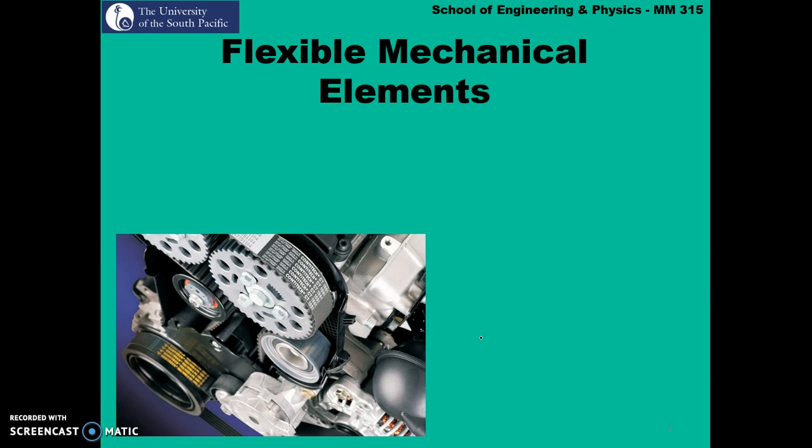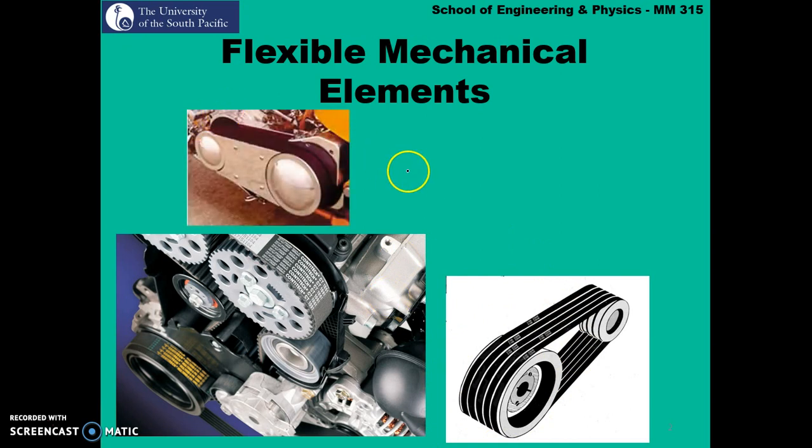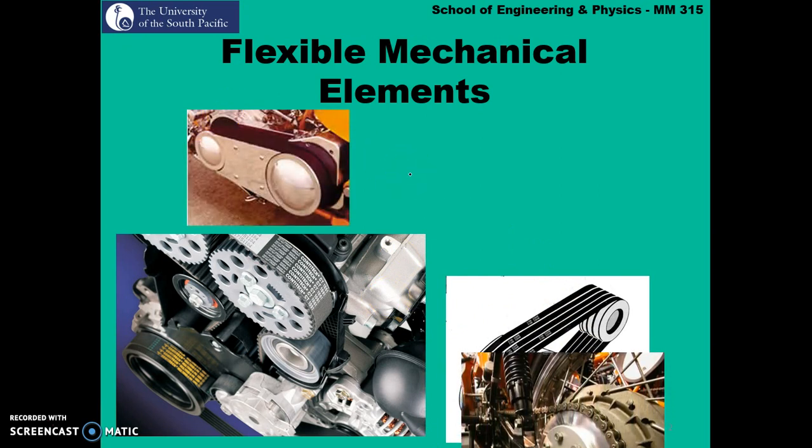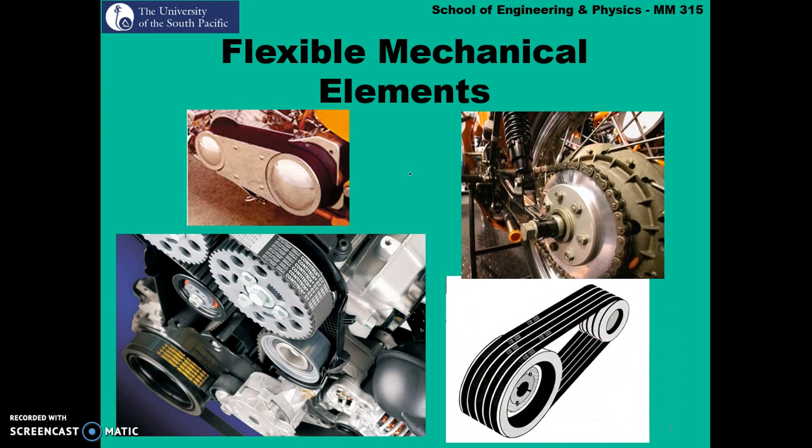So let's look at a few examples of these flexible mechanical elements. So we've got belts. This is a timing belt. This is a V belt, a flat belt, and finally we have chain. You can relate to the use of chains on bicycles and motorcycles.